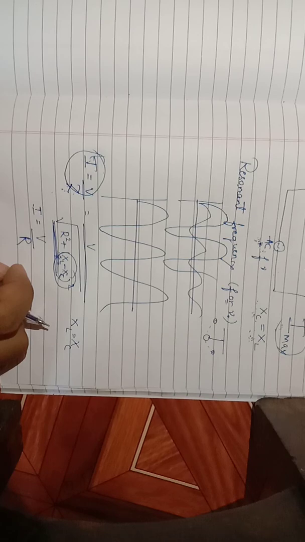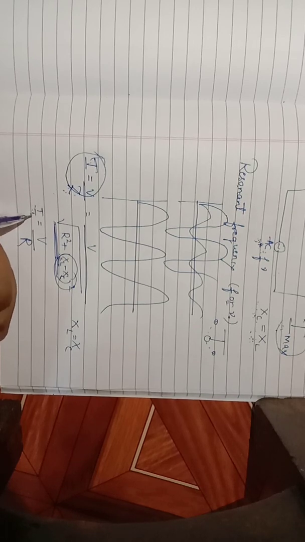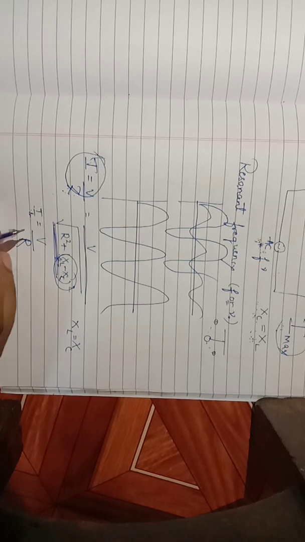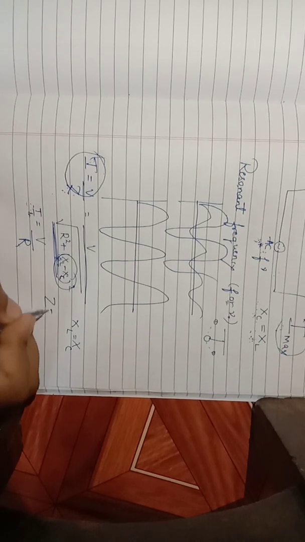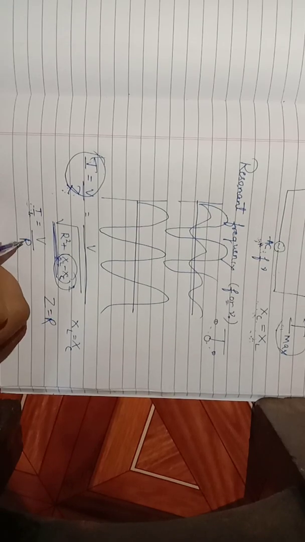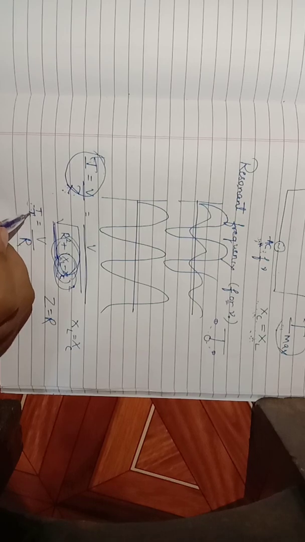So at the particular frequency the current amplitude in the LCR circuit becomes maximum. And when the current becomes maximum, the Z will always be minimum. Z becomes equal to R. So if this term becomes minimum, current will always be maximum.